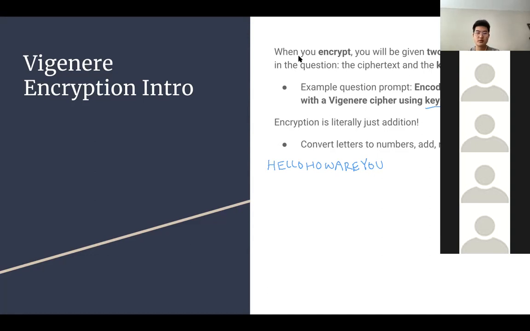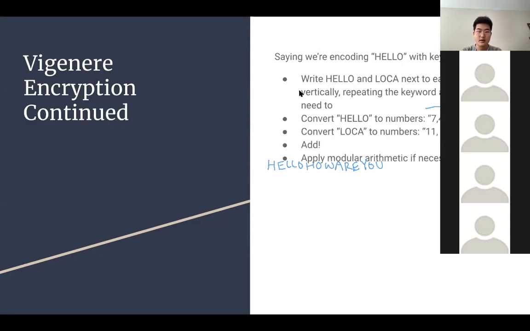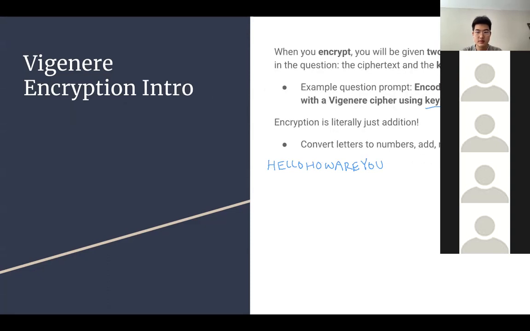The first thing you want to do when you're encrypting, let me make sure I'm not just doing the next slide already. Okay, yeah, it's already here. So I guess I'll do it on the previous slide and then we can look at it.